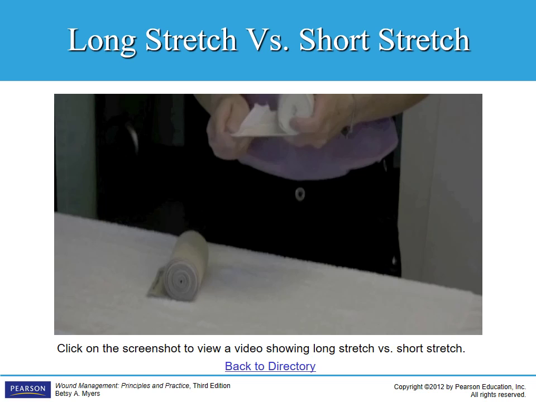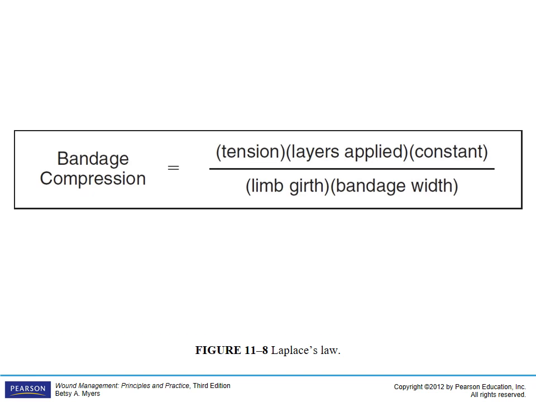Okay, that worked. So this is Laplace's law. The bandage compression is equal to the tension, the layers applied at a constant, over the girth of the limb and the width of the bandage.